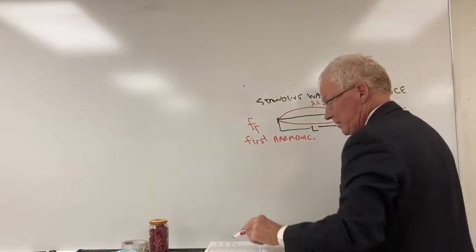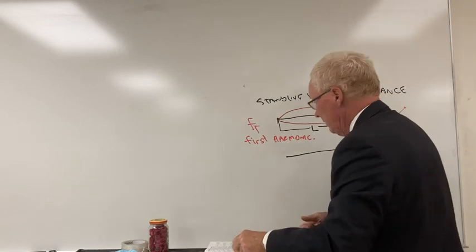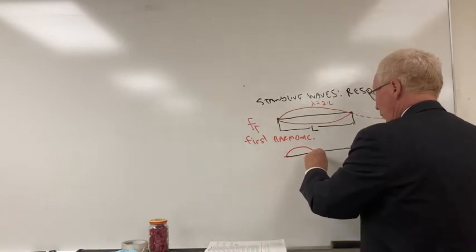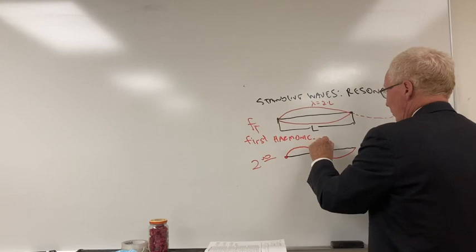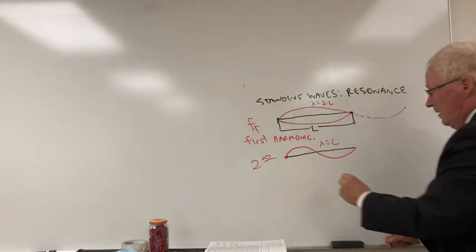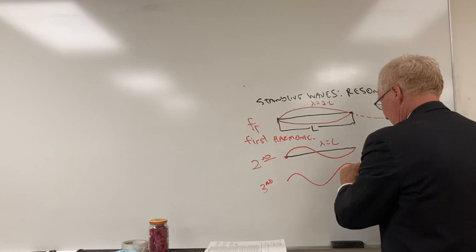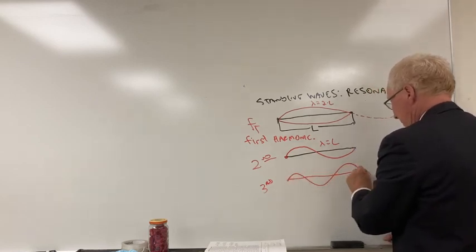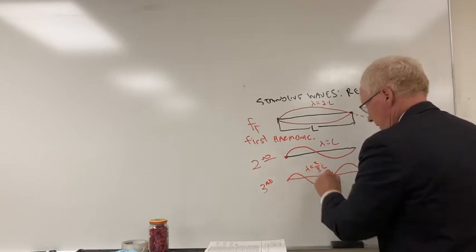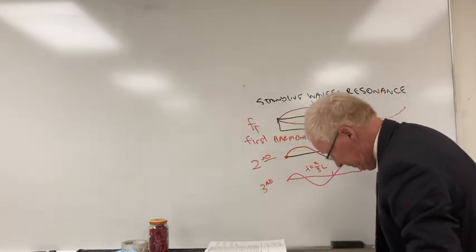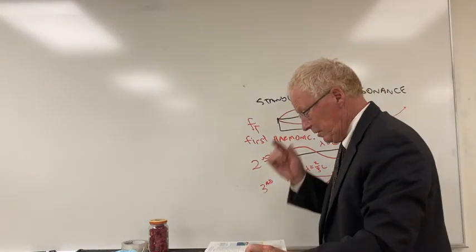The second one is if we have a second wave. The second harmonic is going to be if we have one node in the middle, and there you have it. Here the wavelength is just L. The third one would be, in that case, a wavelength of 2/3 L. So that's what we have there as far as those are concerned.